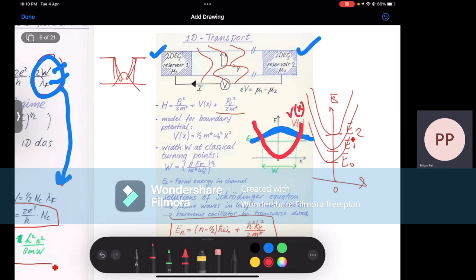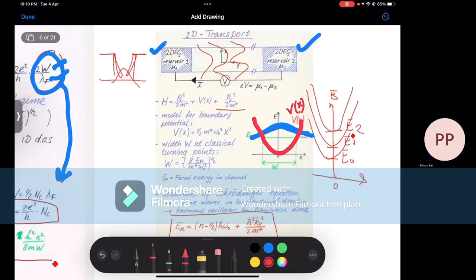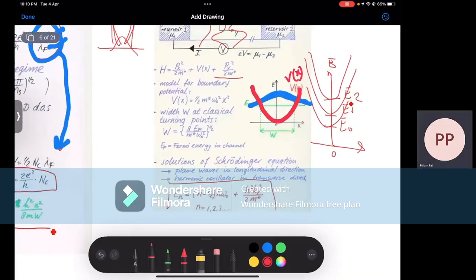If we say it's a parabola, then we know exactly what the spectrum is going to be, right? It will be equidistant levels, and the spectrum will be that of a harmonic oscillator, because that's a particle in a parabolic potential. So that is a reasonable and safe assumption. The spectrum of one-dimensional subbands in this wire is that of a harmonic oscillator.